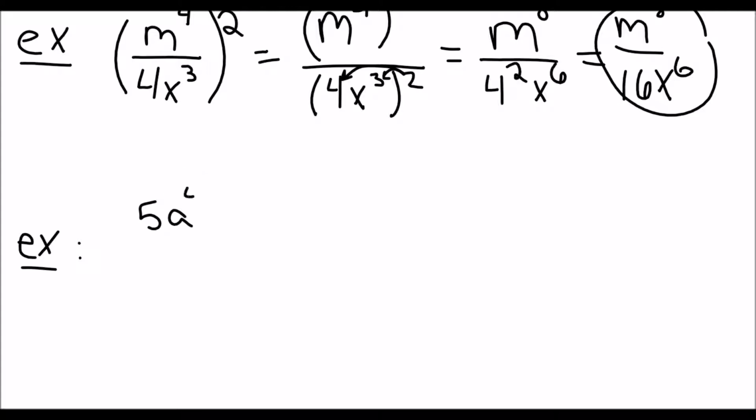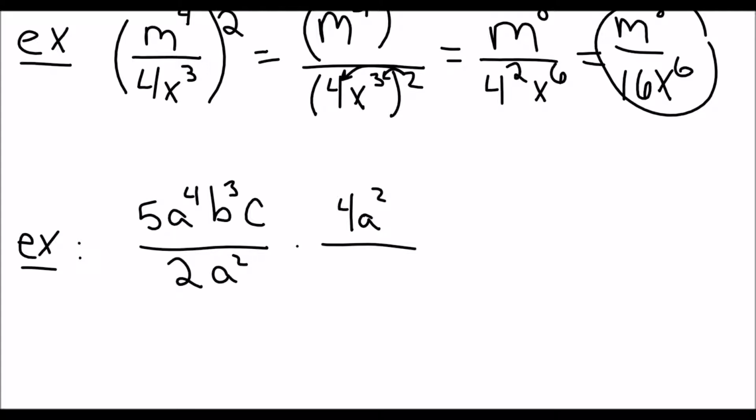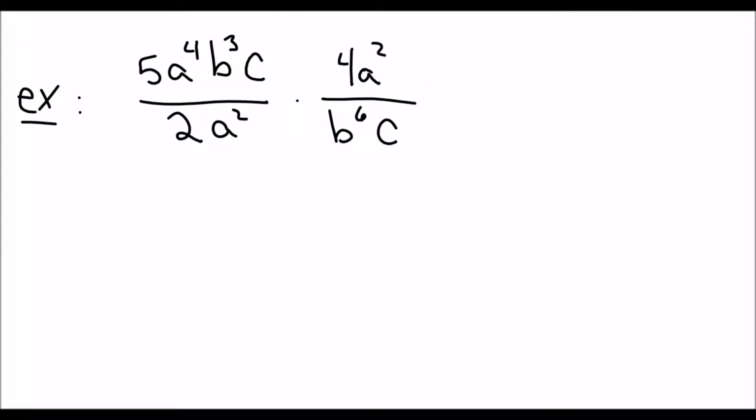5a to the 4th b cubed c over 2a squared times the fraction 4a squared divided by b to the 6th c. All right, don't be alarmed. We can do this. It may look scary, but it's actually going to simplify down quite nicely.